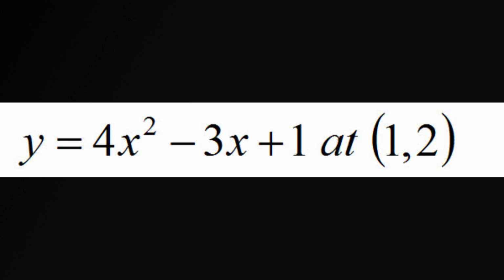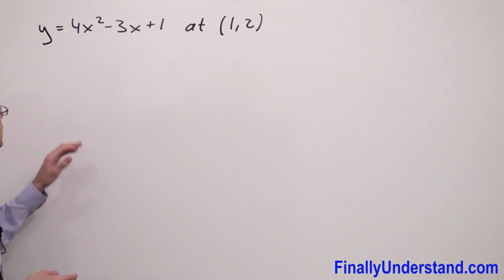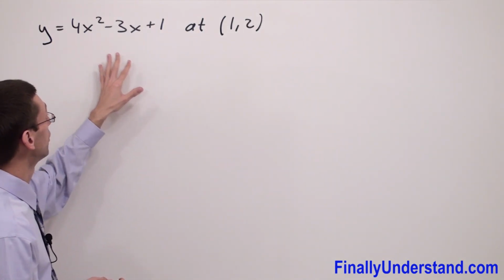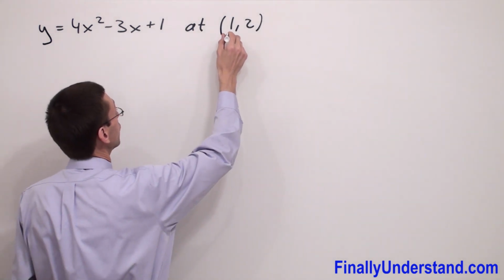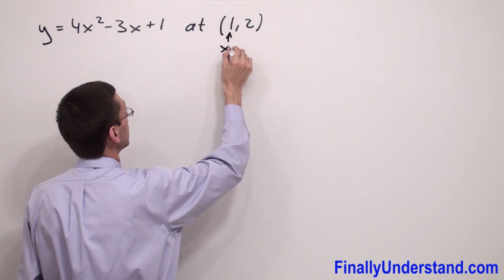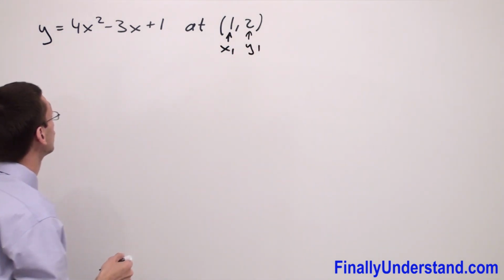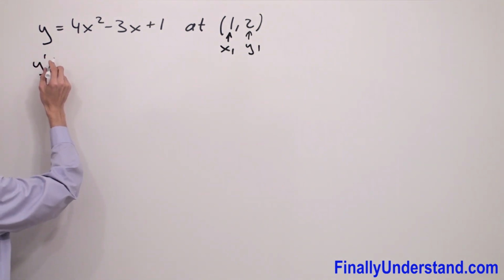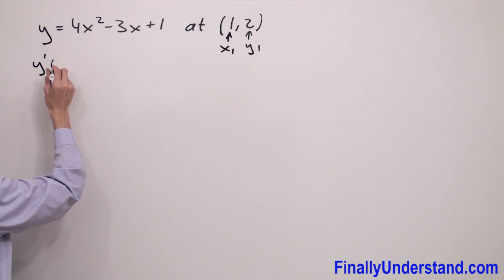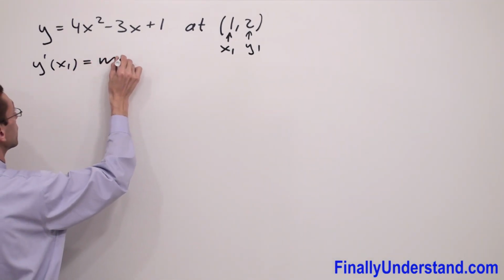Let's take a look at this example. Again, we're supposed to find the equation of the tangent and normal to this curve at this point. Let me remind you that the first coordinate is my x1 and the second coordinate is my y1. Also, you're supposed to remember that the first derivative of x1 is equal to the slope of the tangent.